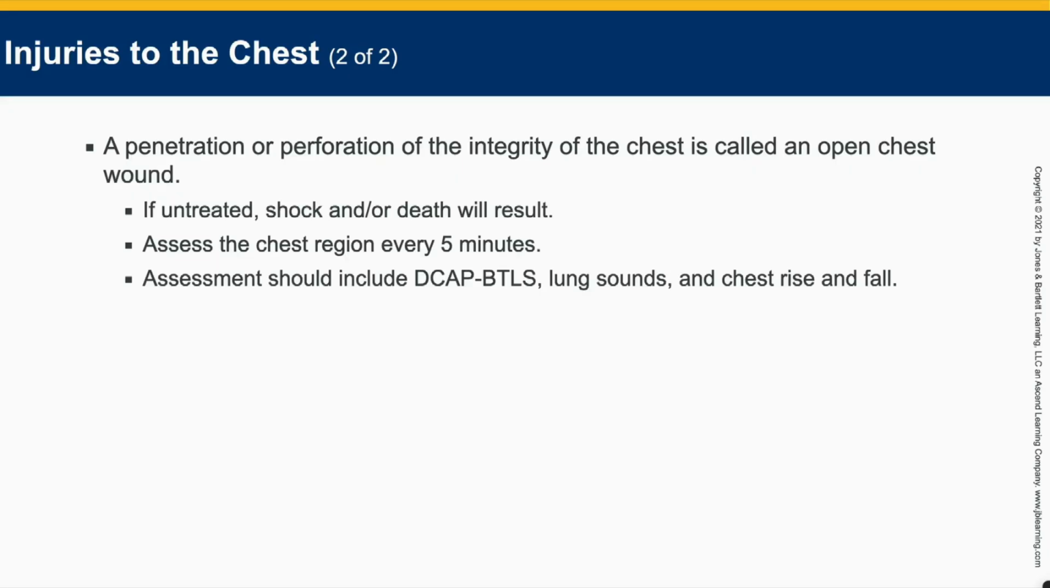Ongoing assessment is key here. You should be reassessing the chest at least every 5 minutes, especially if the patient is unstable. And your assessment needs to be thorough. Looking for that DCAP-BTLS. Listen to lung sounds. Watch for equal chest rise and fall.